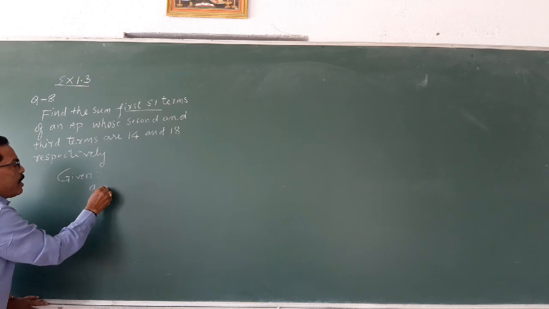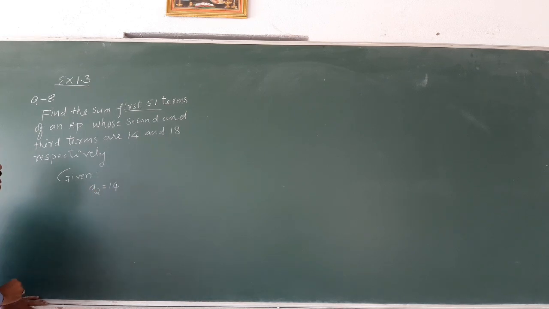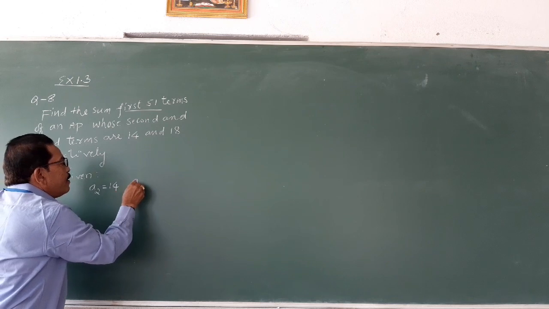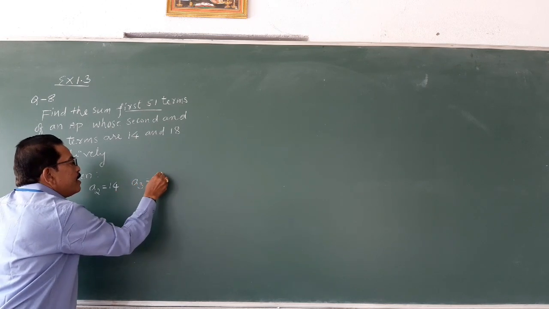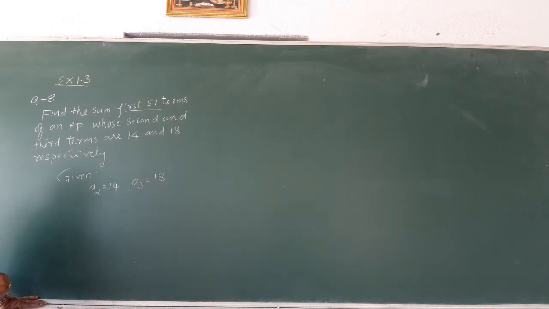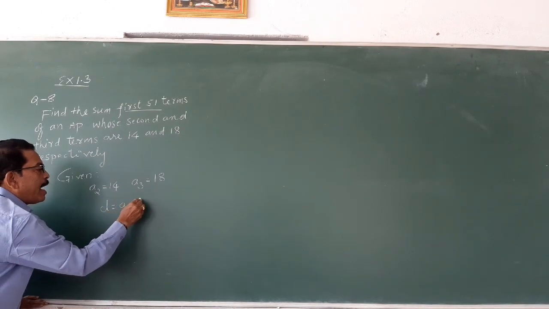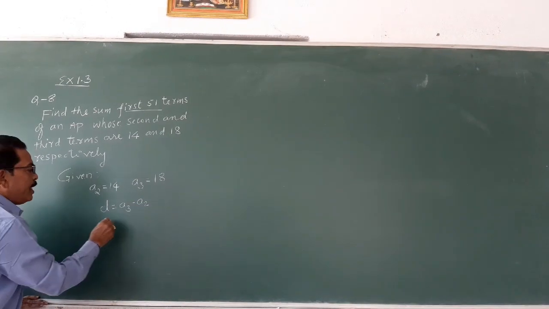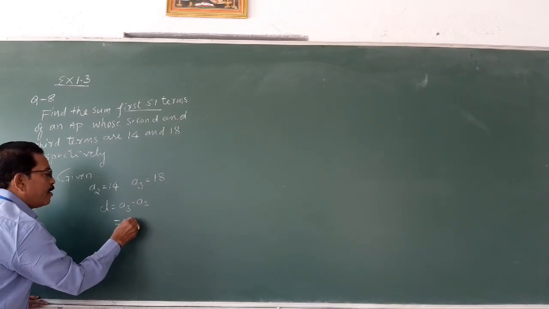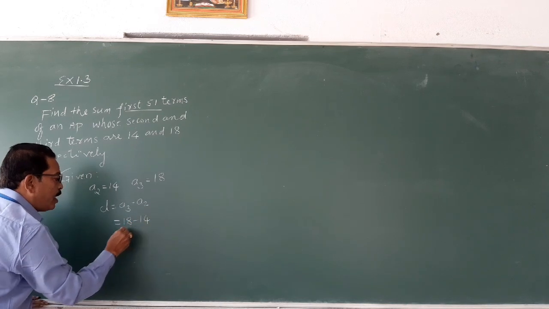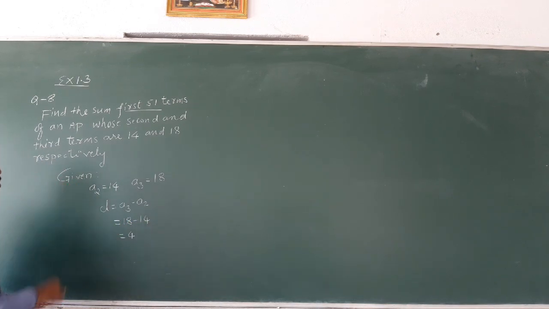Second term A2 is given, that is 14. Then A3 is given, that is 18. You can find the common difference using these two terms. Common difference will be the difference of consecutive terms. A2 and A3 are the consecutive terms. So D can be calculated as D equals A3 minus A2. A3 is 18 minus A2 is 14. That is D equals 4.